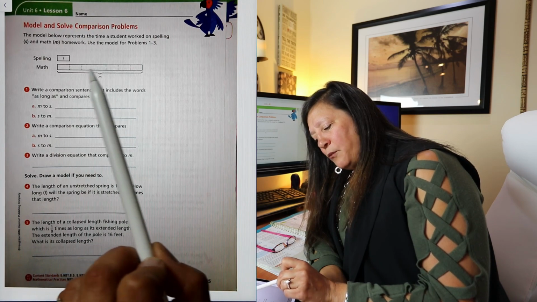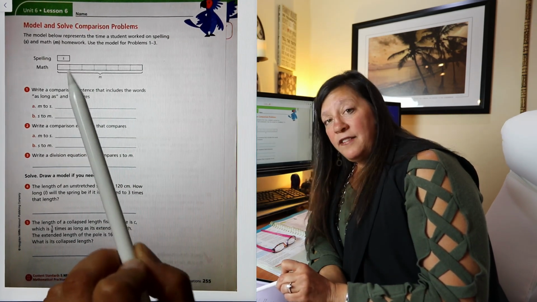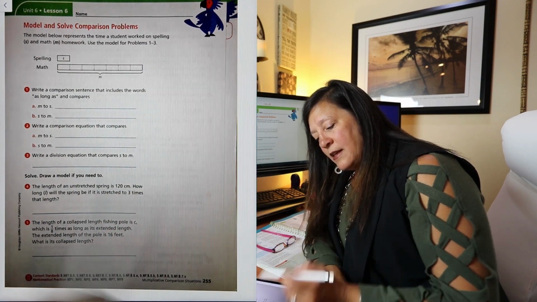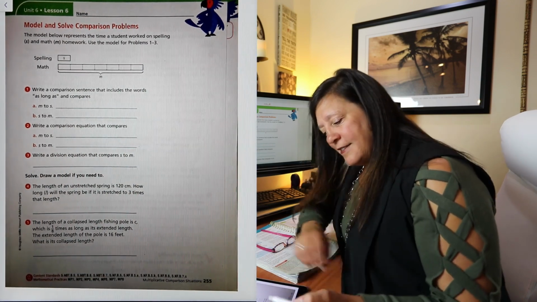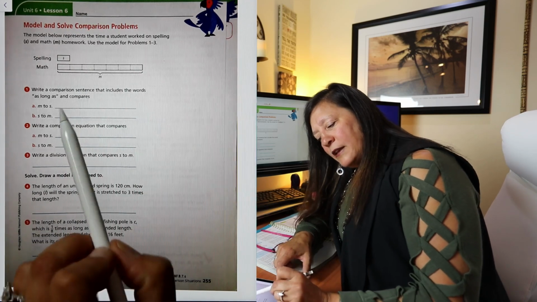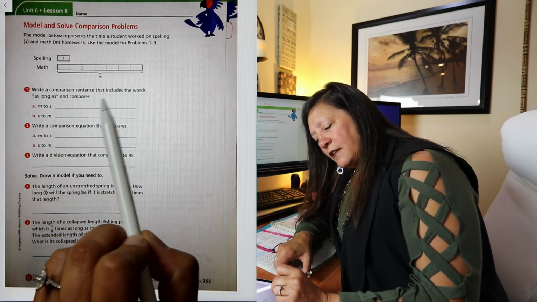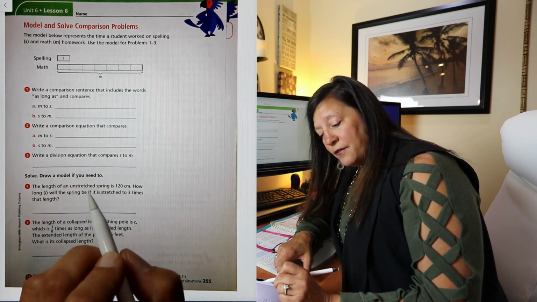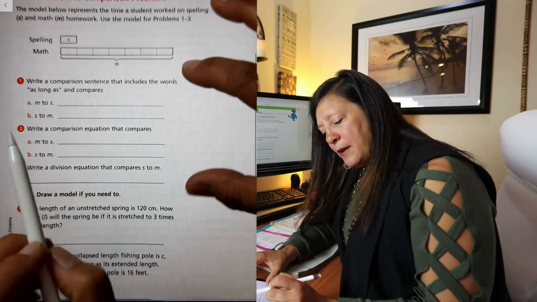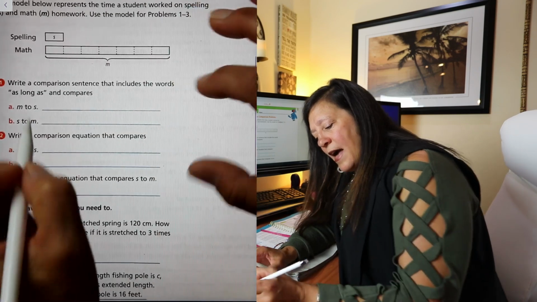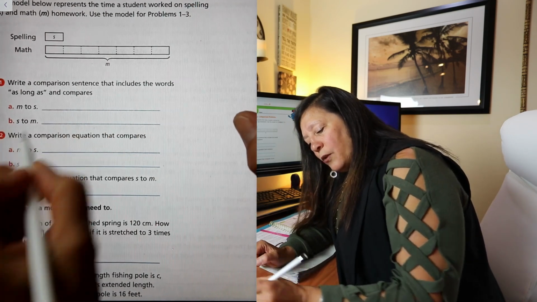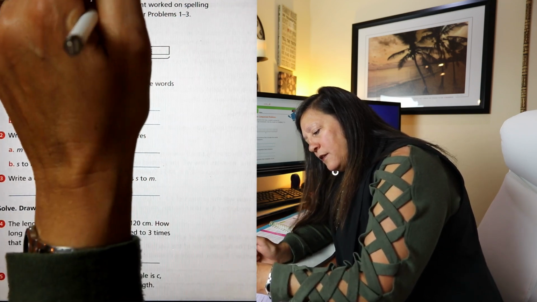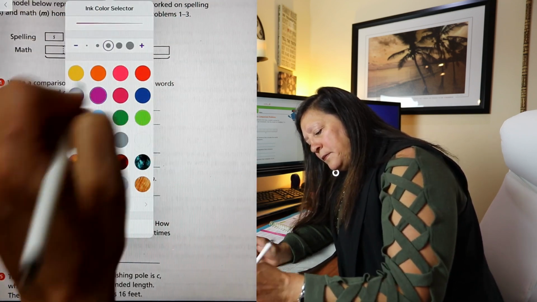So we have spelling and we have math. Now you can see by these comparison bars that math is much bigger than spelling. And that's typically the way our day is, isn't it? So number 1, write a comparison sentence that includes the words as long as and compares. Okay, so if we were going to compare M to S using those words, all right, get the drawing on here again.